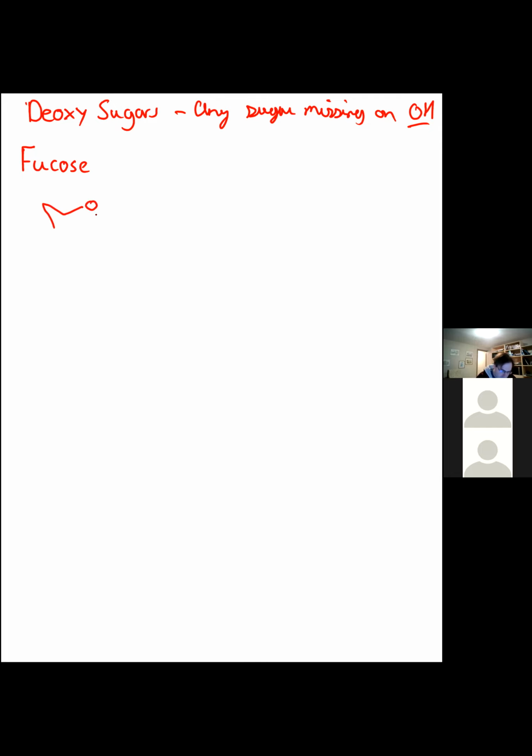So the two big ones that you see a lot and that are really relevant are fucose. This is an important building block in a lot of bacteria. It's also really, really common in breast milk. Mammalian breast milk has an awful lot of fucose in it. I don't think that has anything to do with it being a deoxy. I have no idea. I don't know anything about breast milk.